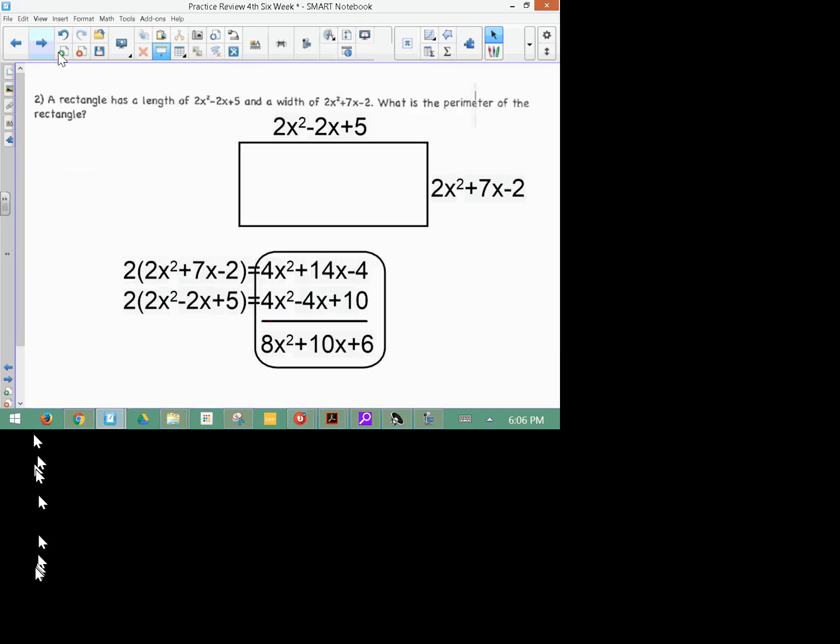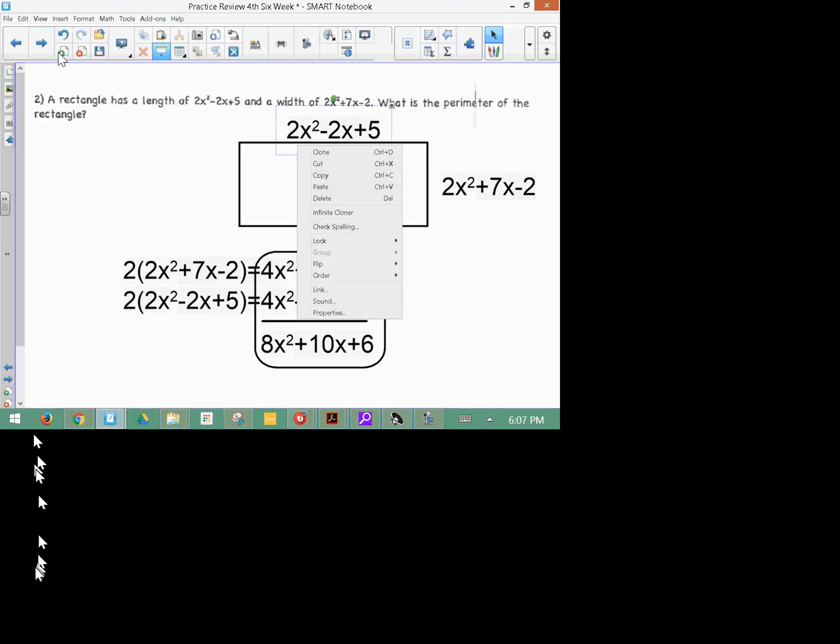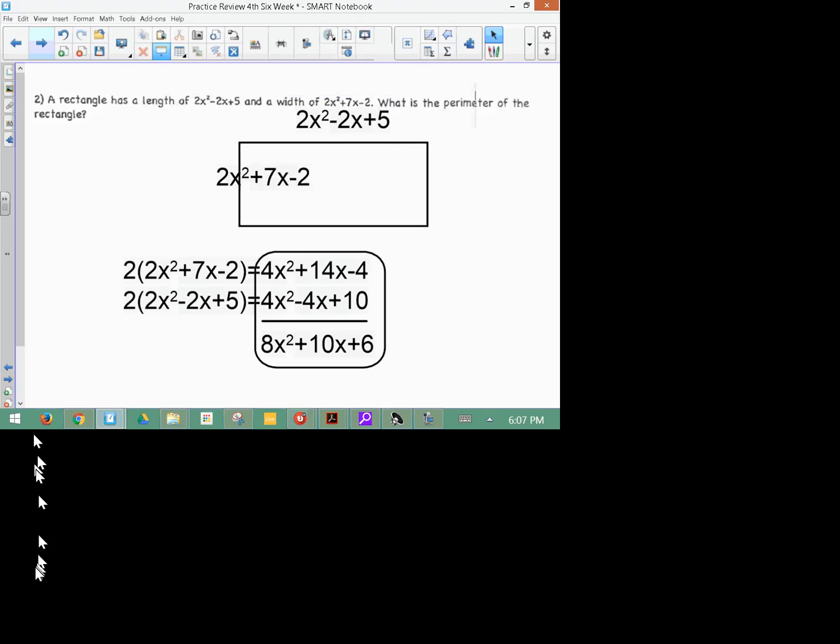All right, a rectangle has a length of 2x squared minus 2x plus 5. It has a width of 2x squared plus 7x minus 2. What is the perimeter, which is the distance around the rectangle? In other words, I'm going to have 2x squared minus 2x plus 5 here, and this side is also the same length. The width here is also the width here. So that means I'm going to have 2 of them, so I'm going to multiply my width by 2, using the distributive property.